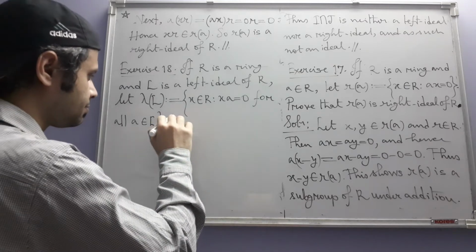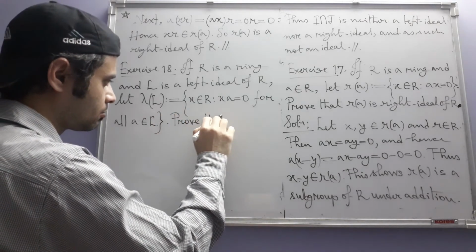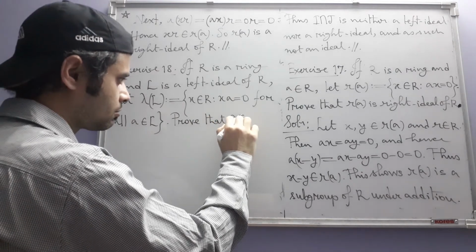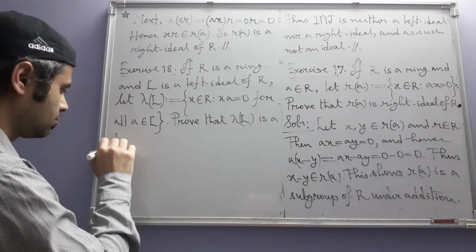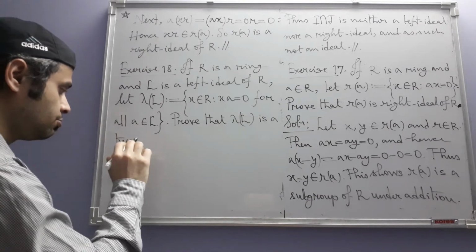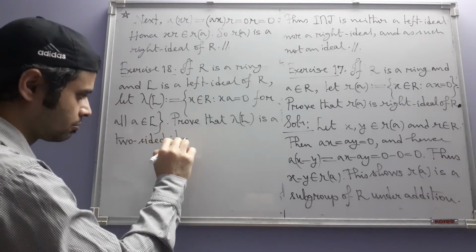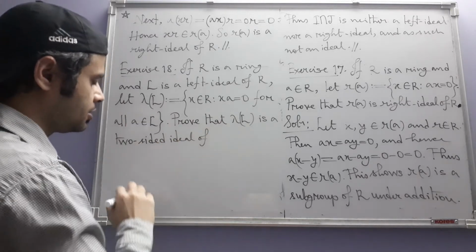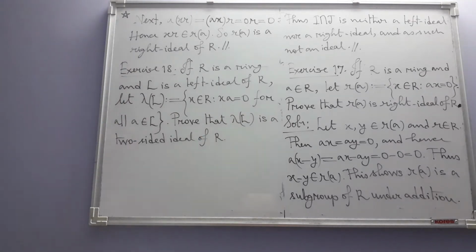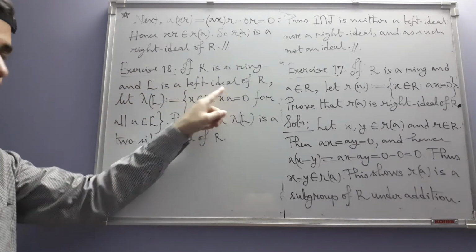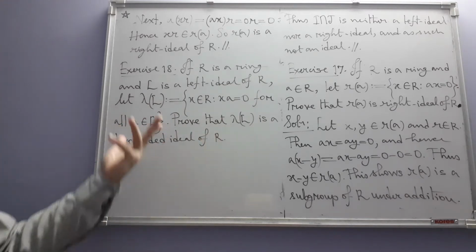Prove that lambda L is, oh, this is a two-sided ideal now, is a two-sided ideal of R. So you can see that if we are given a left ideal, then we can generate a two-sided ideal from that left ideal in this way.